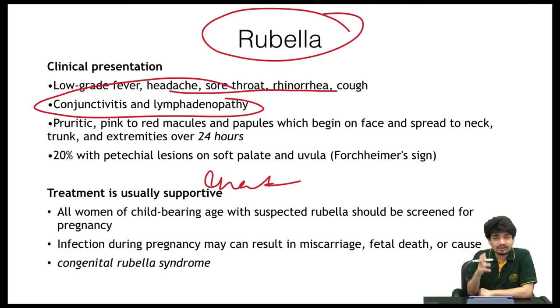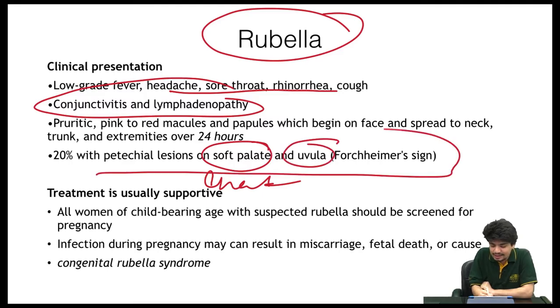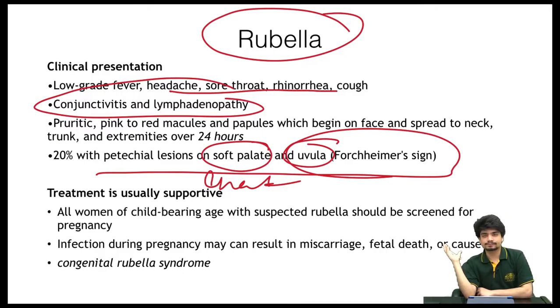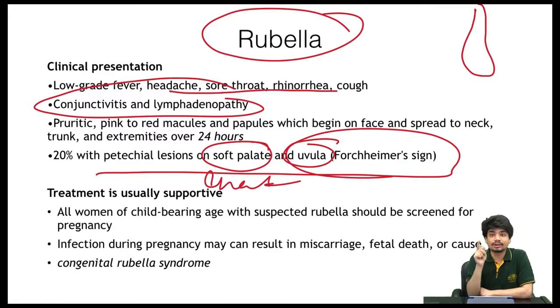If something similar to Koplik spot occurs on the soft palate and uvula, that is very characteristic of rubella, and that's called the Forsheimer sign. So if they're going to give you a clinical picture of an oral mucosa, if it's occurring on the mucosal lining around the molar region, that's very characteristic of measles. But if it's showing on the soft palate and particularly on the uvula, that's the Forsheimer spots. That's not the Koplik spots.